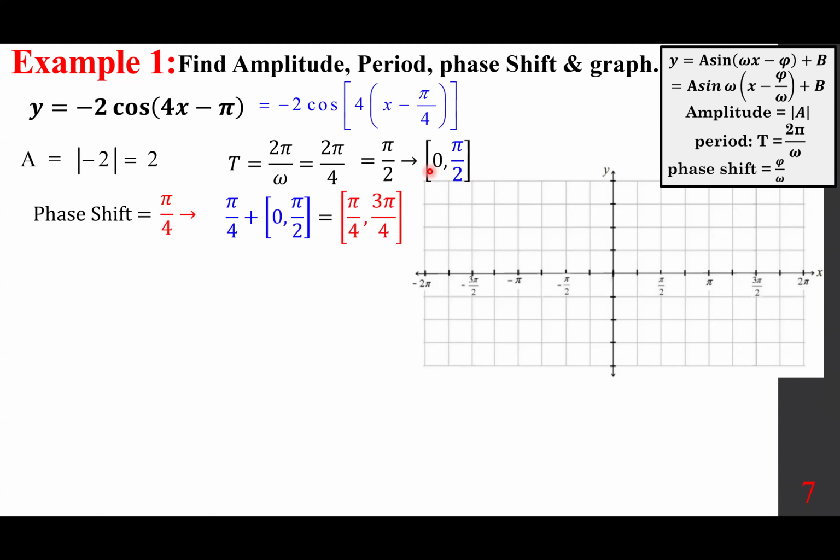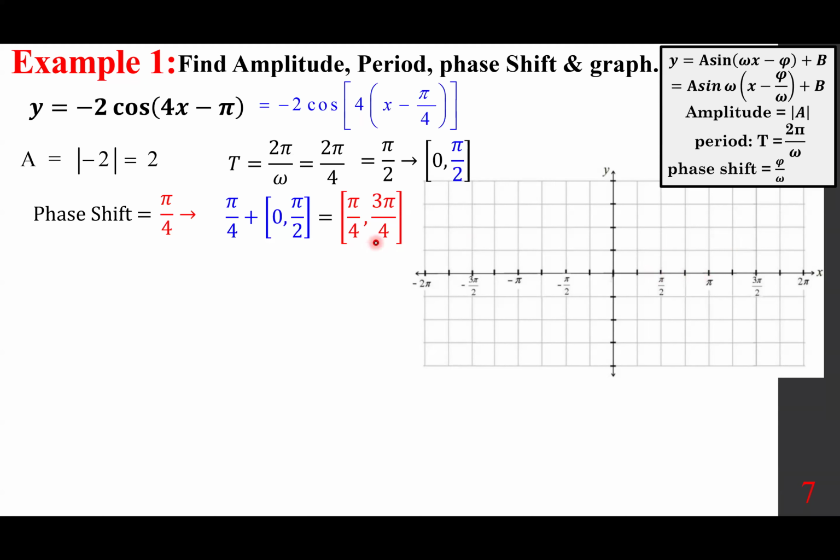In other words, from 0 to pi over 2 shifts by pi over 4. Originally, we would be here, but we are shifting it by pi over 4 because the phase shift is pi over 4. And so you add it to 0, you get pi over 4. Pi over 4 plus pi over 2: pi over 2 is 2 pi over 4, and pi over 4 is 3 pi over 4. So this is the cycle. So we are going to go from pi over 4 to 3 pi over 4.